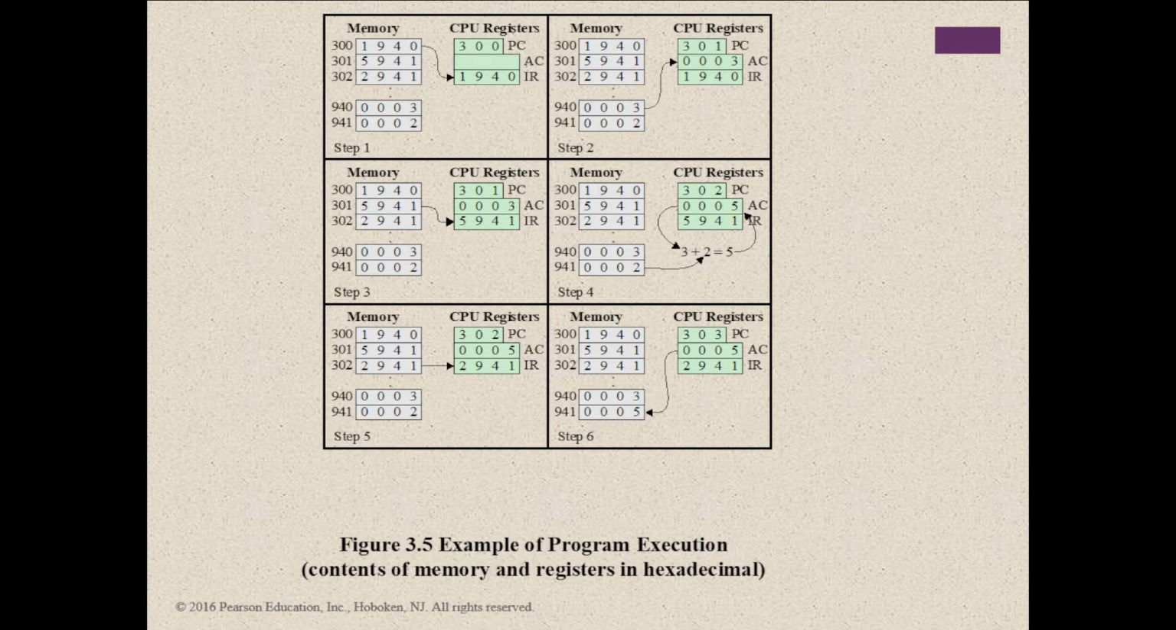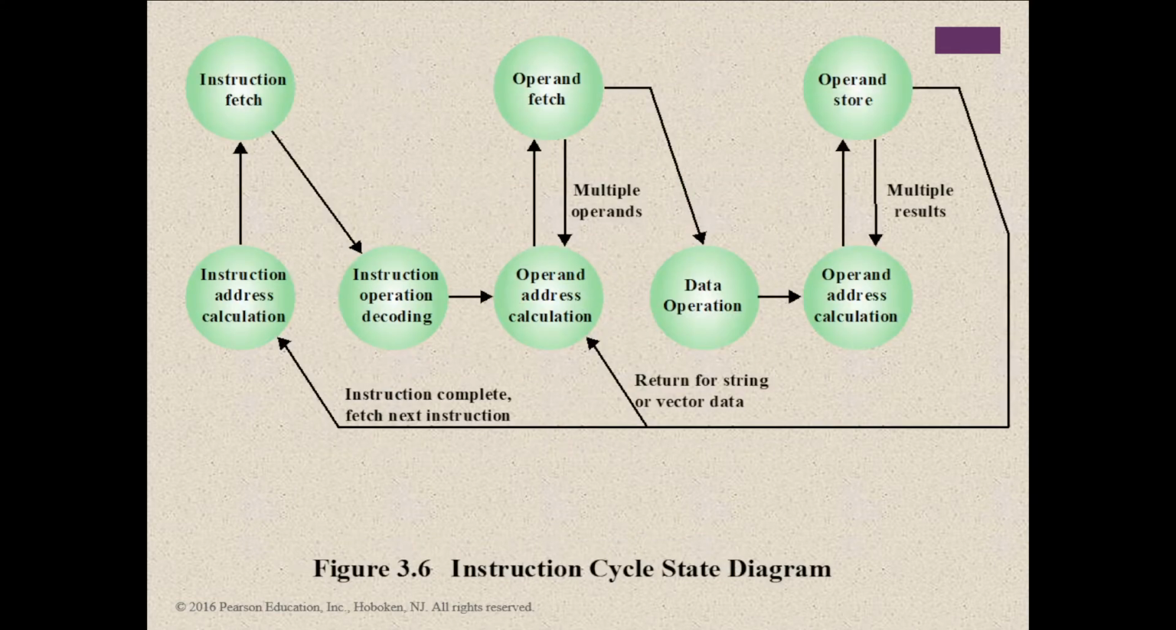So the next figure is figure 3.6, the instruction cycle state diagram. The execution cycle for a particular instruction may involve more than one reference to memory. Also, instead of memory references, an instruction may specify an I/O operation. With these additional considerations in mind, this figure provides a more detailed look at the basic instruction cycle of figure 3.3, in the form of a state diagram. For any given instruction cycle, some states may be null and others may be visited more than once. The states can be described as follows.